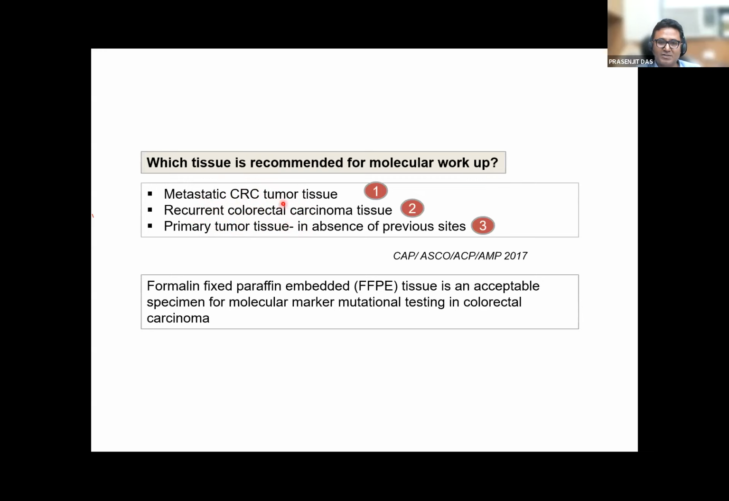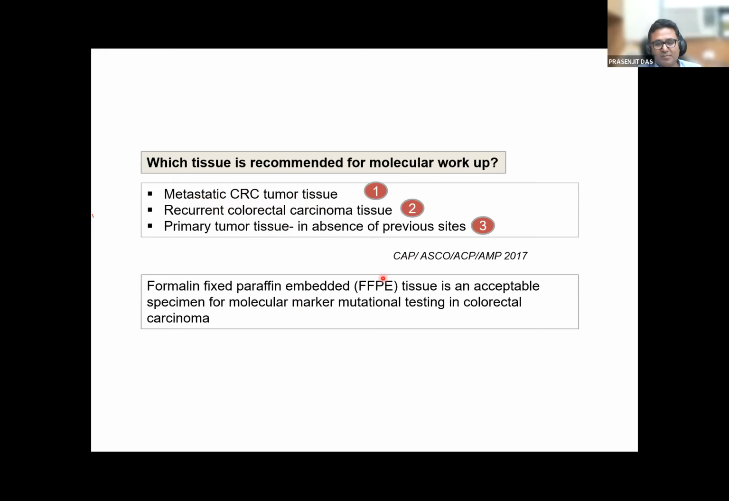Most of the time there is concordance, but as you know, there are driver mutations which lead to tumor. However, there are many passenger mutations which accumulate till the time the patient has developed a recurrence or the patient has a metastatic tumor. That's why it is always preferable to use the metastatic site or recurrent tissue for molecular analysis.